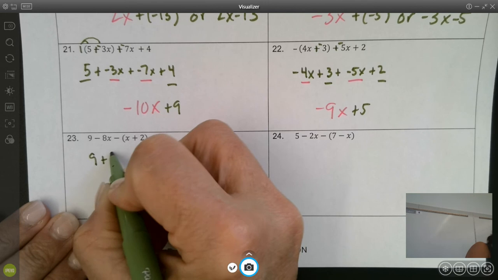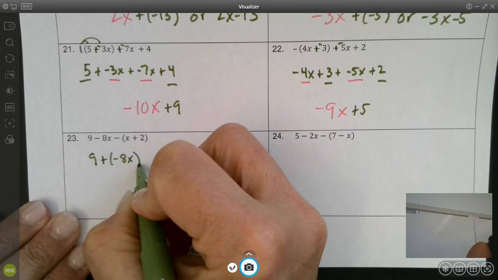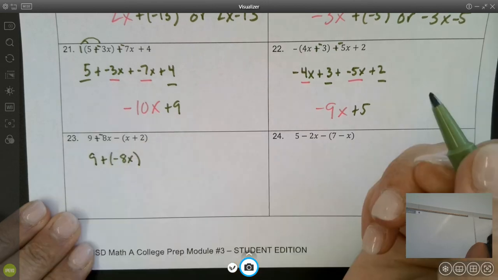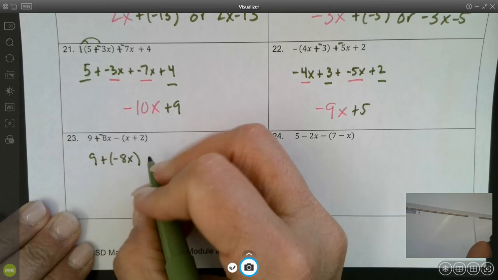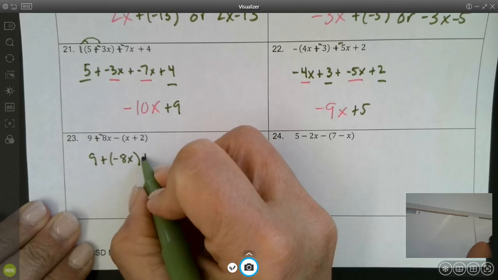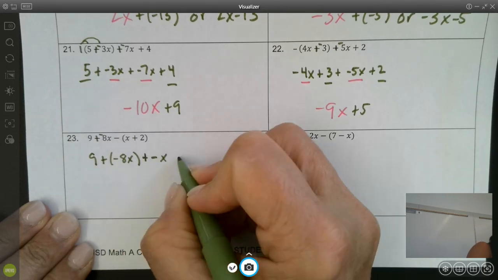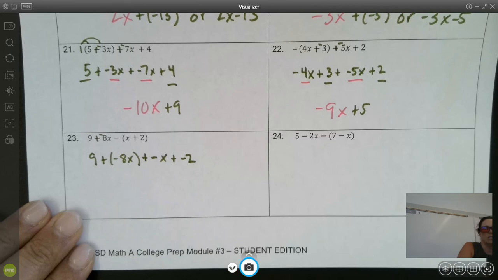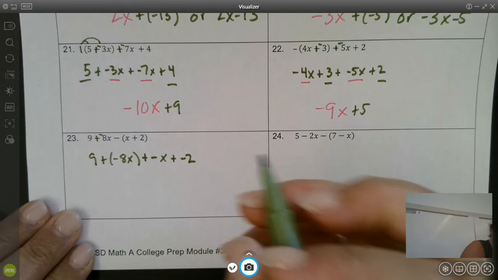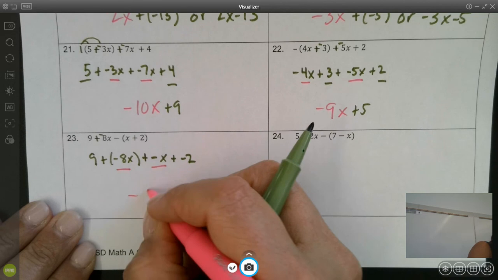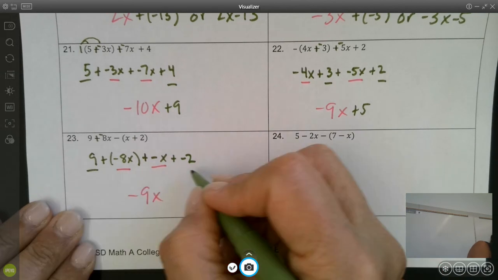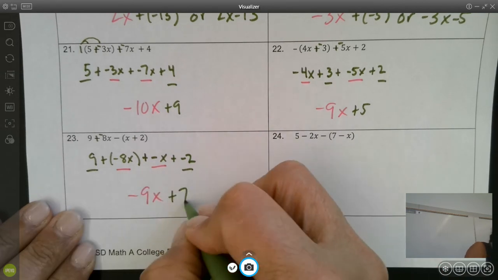9 plus negative 8x, so I just did that. And then this guy is like the opposite of these. So we're going to have a negative x and a negative 2. All right, so it looks like negative 8x and negative x make negative 9x. 9 and negative 2 make 7.